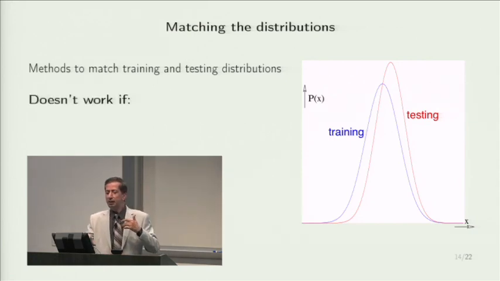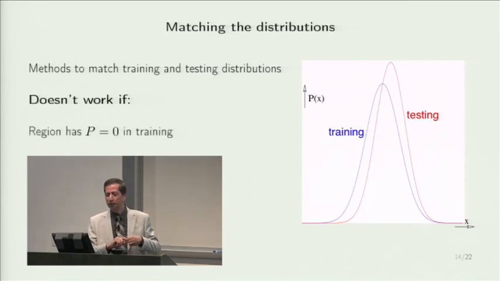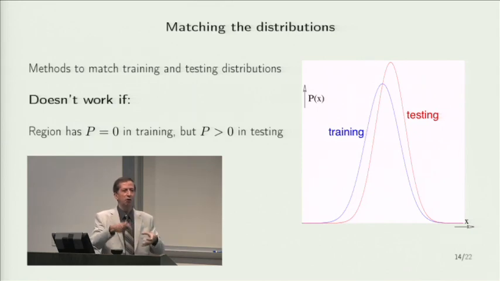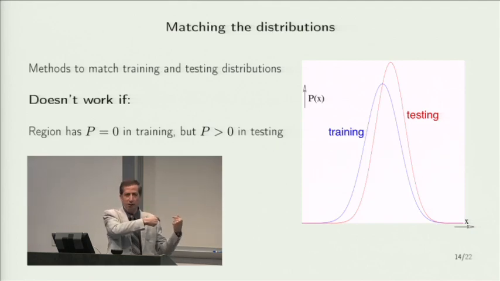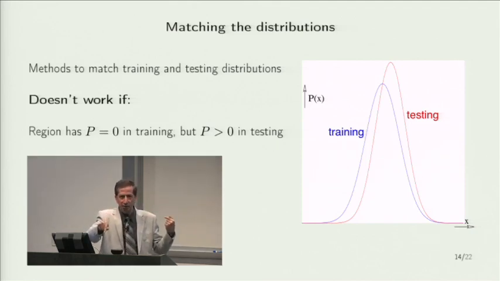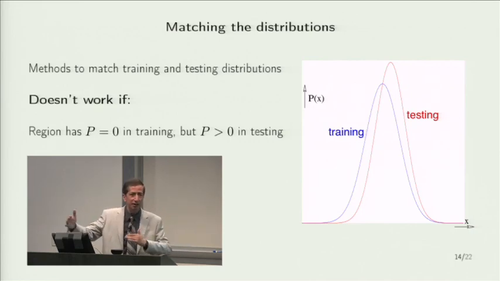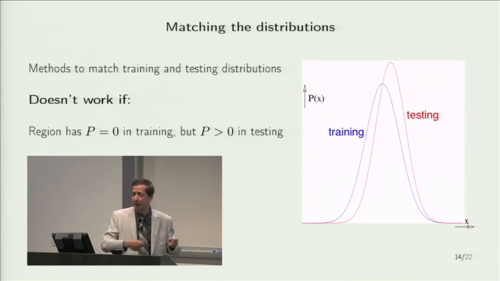Now, this method works, okay, and even if you don't know the distribution, there are ways to try to infer the distribution and it works. But it doesn't work if there is a region in the input space where the probability is zero for training. Nothing will be sampled from that part, but you are going to test on it. There is a probability of getting a point there, okay? Very much like guys without a phone, okay? That happen to have zero probability in the sample, but they don't have a zero probability in the general population. And in that case, there is nothing that can be done in terms of matching because obviously you don't know what happened in that part.